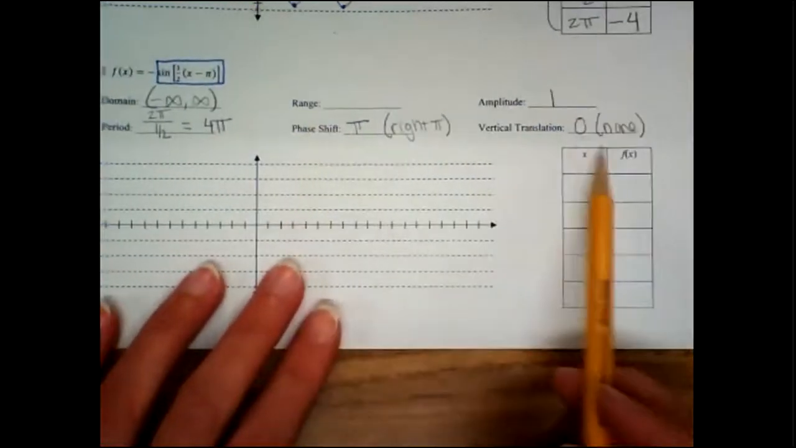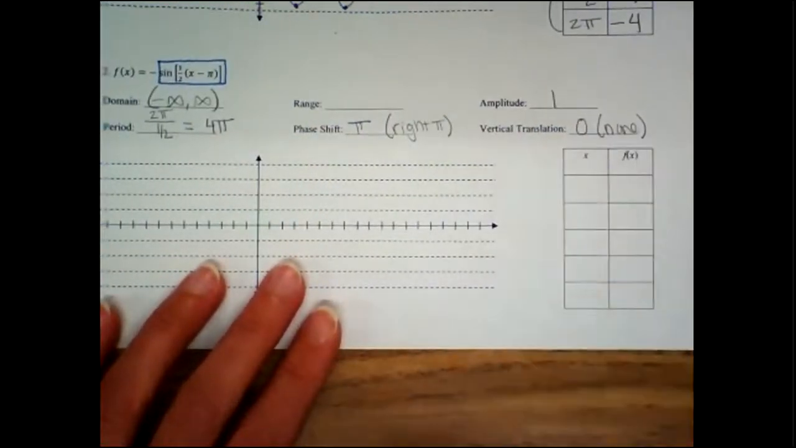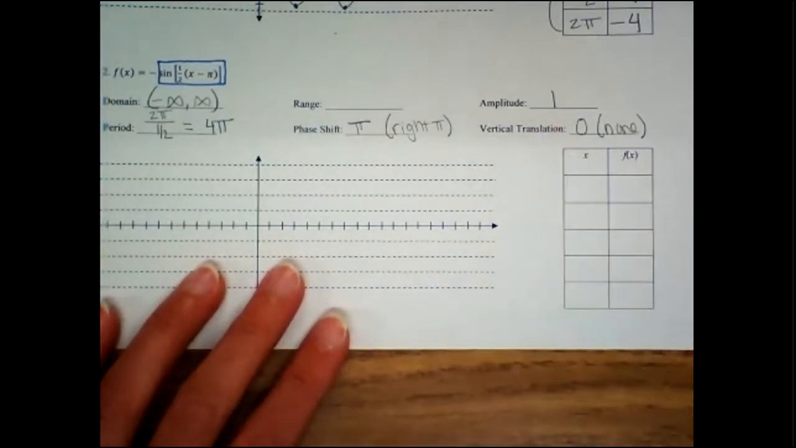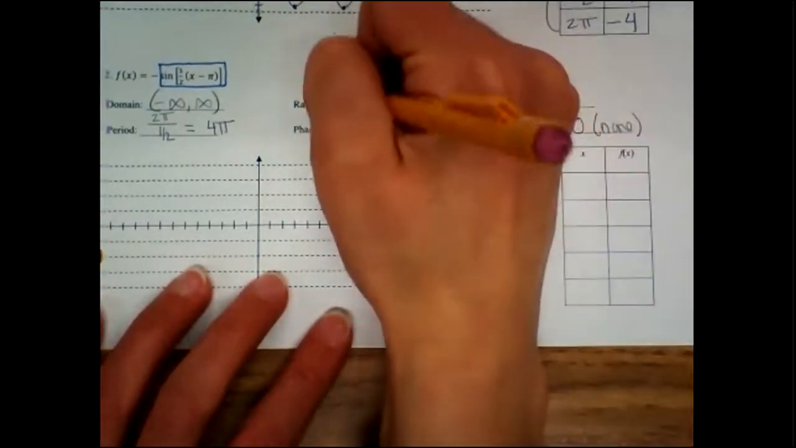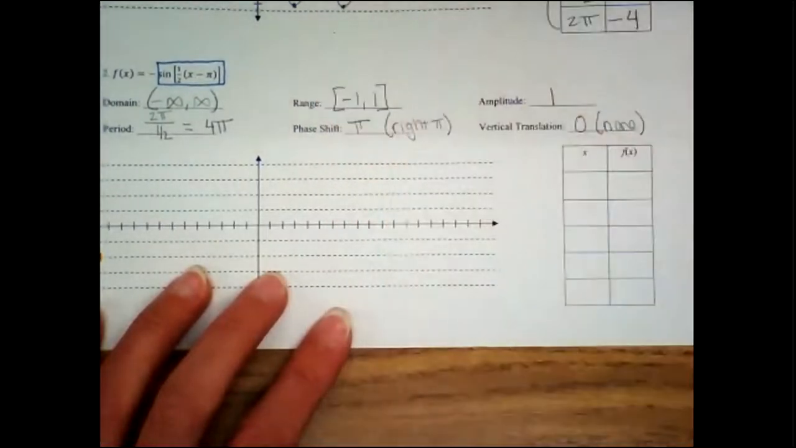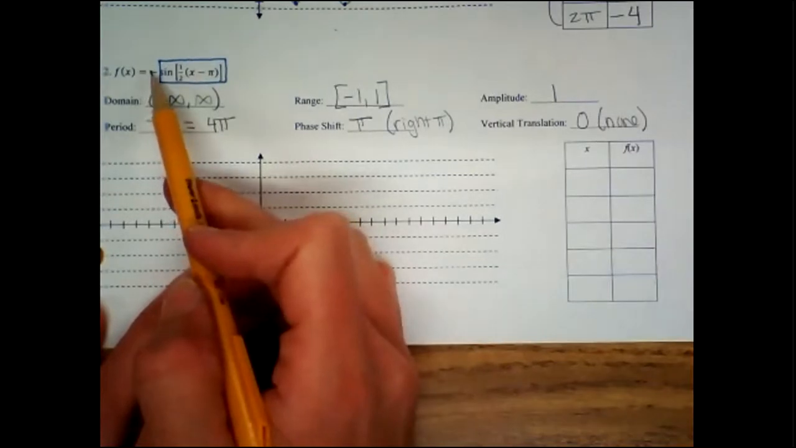So let's go back to the range. If it didn't move up or down, your center line is still at 0. And our amplitude was 1. So the center is at 0 and it's going to go up 1 and down 1. So what would your range be? Yeah, good. -1 to 1. It didn't get stretched or shrunk vertically. It got reflected. It's going to be upside down.